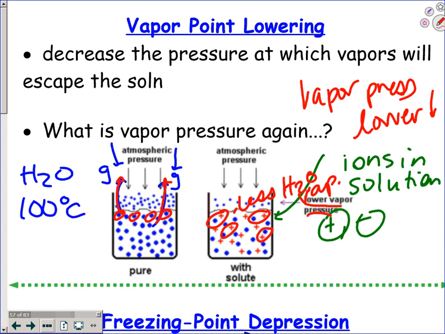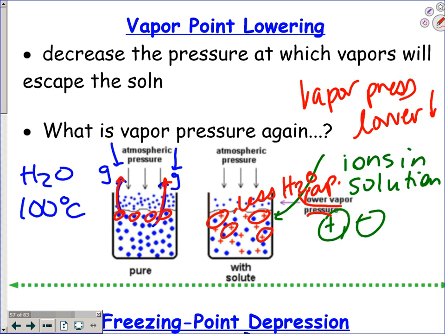We called it freezing point what? Depression, because we're decreasing the freezing point, and we call it boiling point elevation because that's the only one we're increasing. You should know the directions of those. Okay, you good with this? Okay, almost.